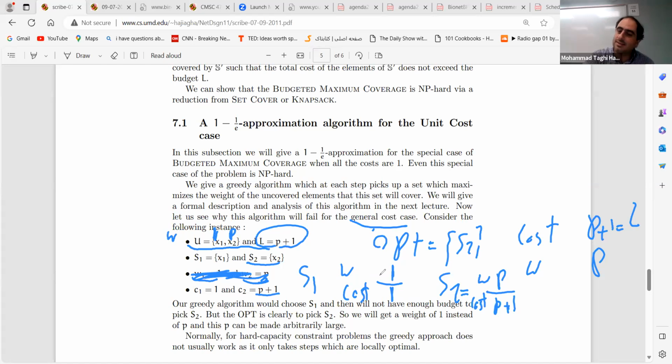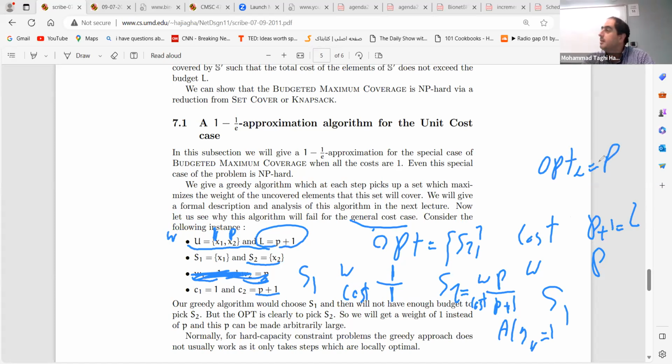So the algorithm actually selects S1, but that's a trap, because as soon as it selects S1, it pays cost 1 for that. Then it cannot select S2 anymore because the budget is P plus 1 and the cost of S2 is P plus 1. So we are trapped and we are done. Here the total weight in our algorithm, the ALG weight, would be equal to 1, versus the OPT weight, which would be P, and this can be arbitrary.